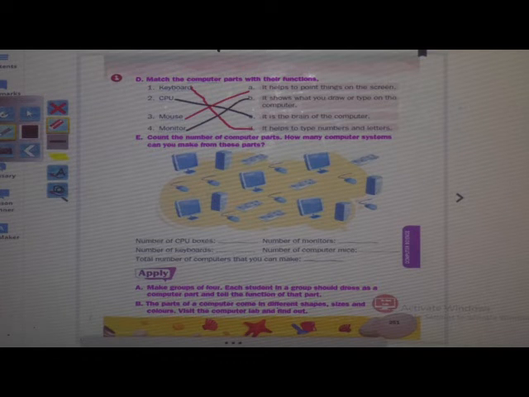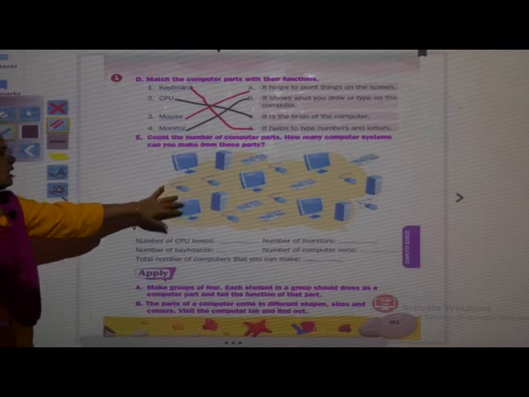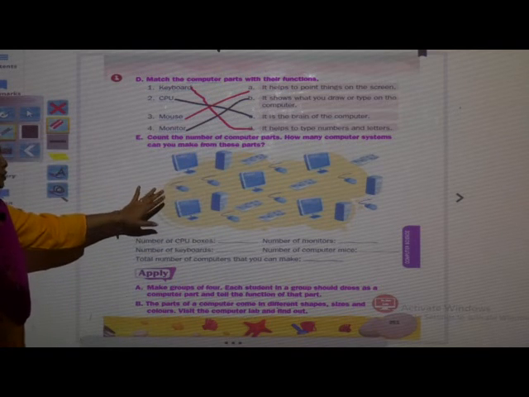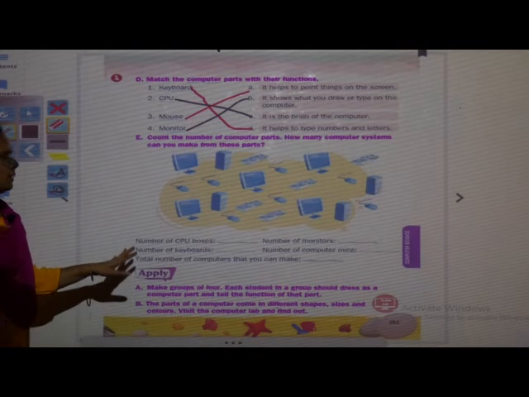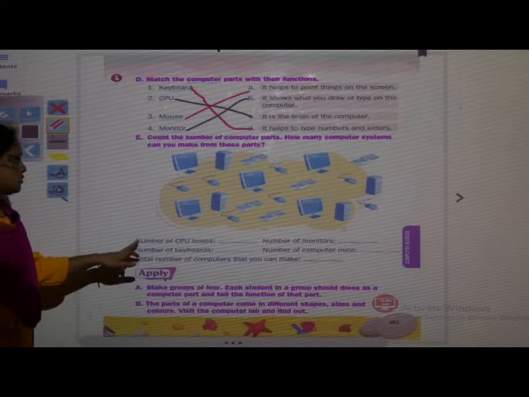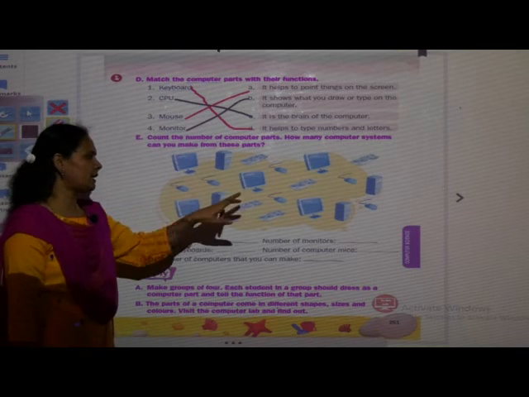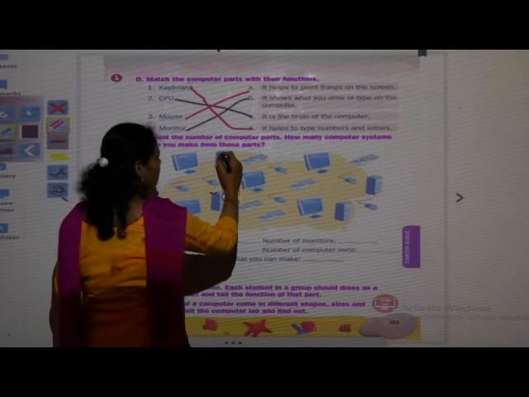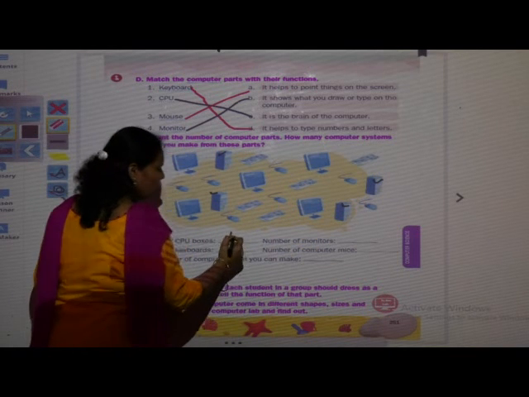Next, count the numbers of computer parts. How many computer systems can we make from these parts? So here, can you see the images that there are so many parts of computer. So you have to count it and from that you should tell how many computers we can make. So first, number of CPU box. How many CPU box are there? 1, 2, 3 and 4. So write here number 4.